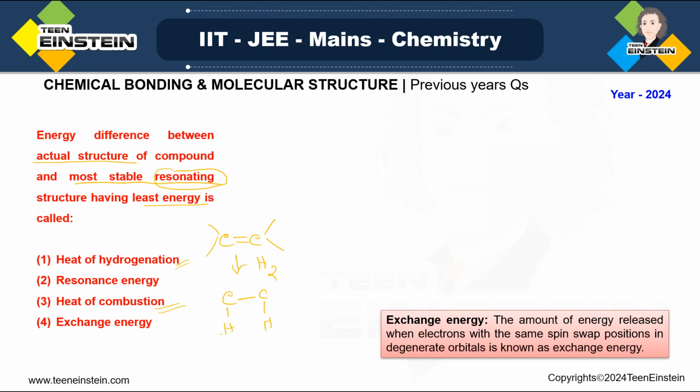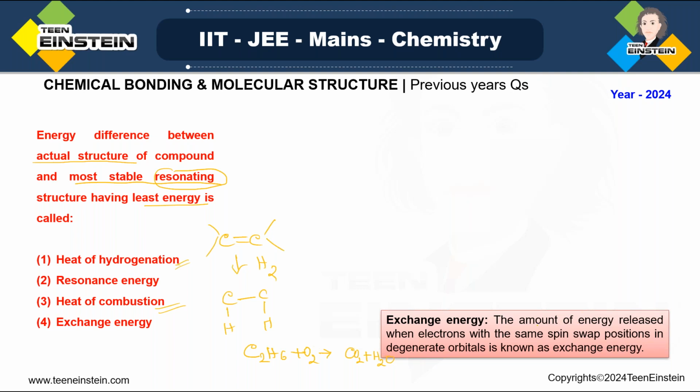Then heat of combustion is when you have any hydrocarbon, just take C2H6, ethane. When you react it with oxygen, there is formation of CO2 and water. This is a combustion reaction which is always exothermic. Some energy is released in this process. The hydrocarbon completely reacts with oxygen, producing CO2 and H2O, and the heat that is released is known as heat of combustion. So this is not our correct answer.